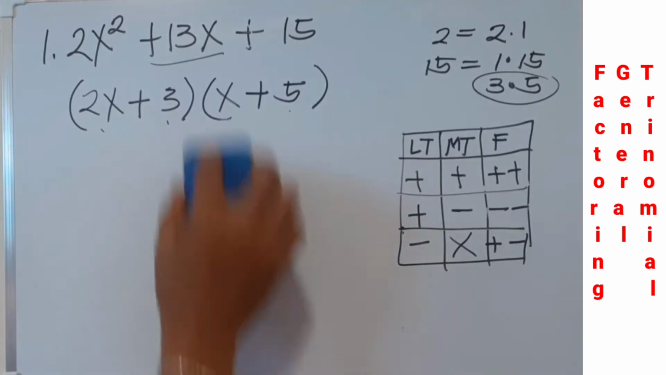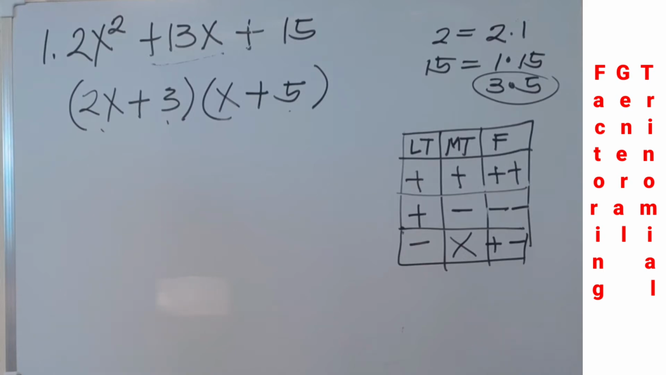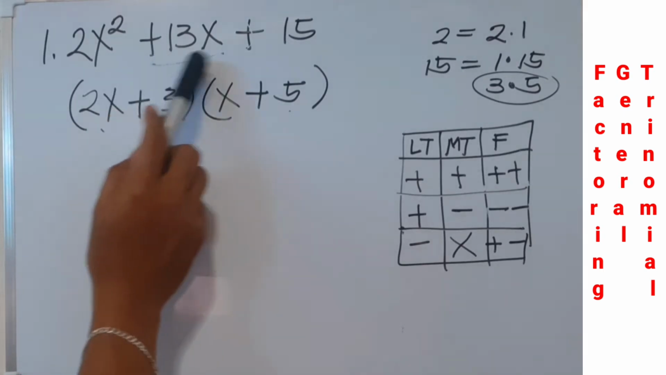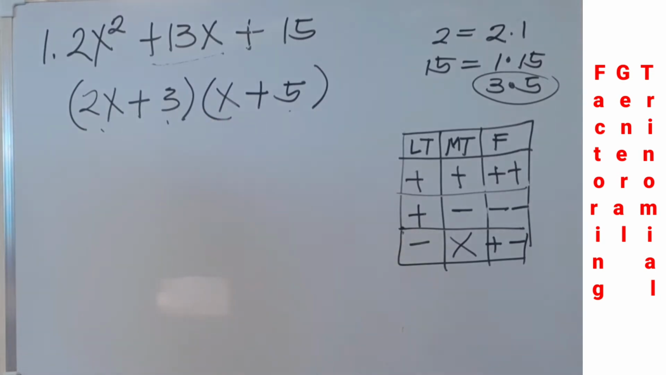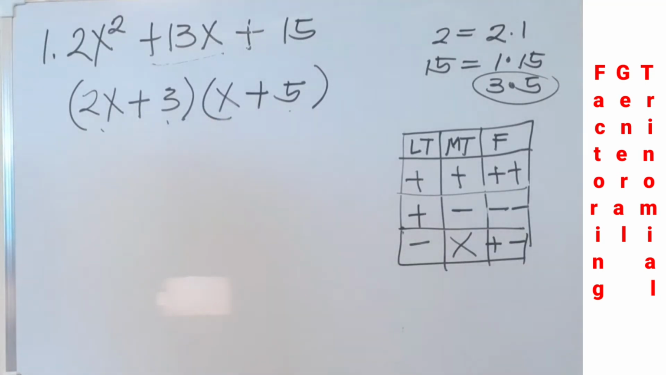So we can say now that the factors of 2x squared plus 13x plus 15 are quantity 2x plus 3 and quantity x plus 5.